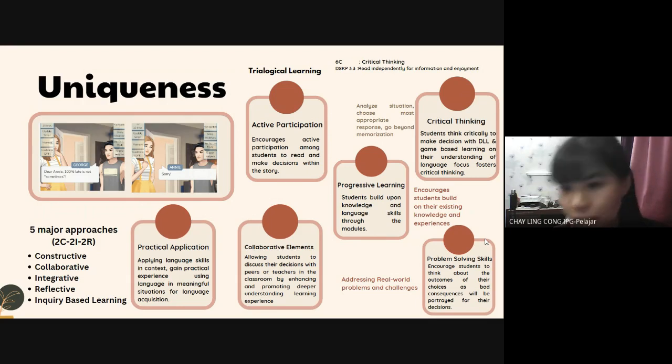in trilogical learning. It encourages the students to think about the outcomes of their choices, as the bad consequences will be portrayed for their wrong decisions made. So this will address the real world problems and challenges if they have used the language focus wrongly.